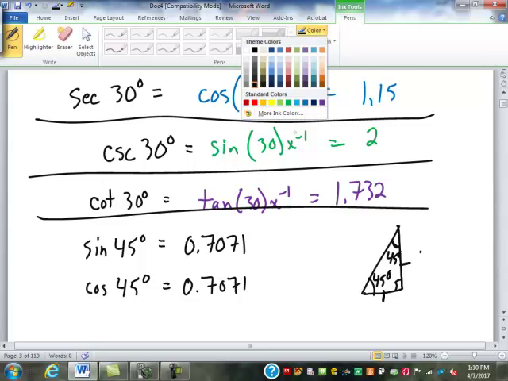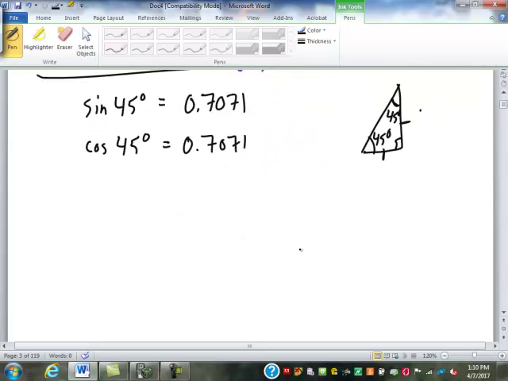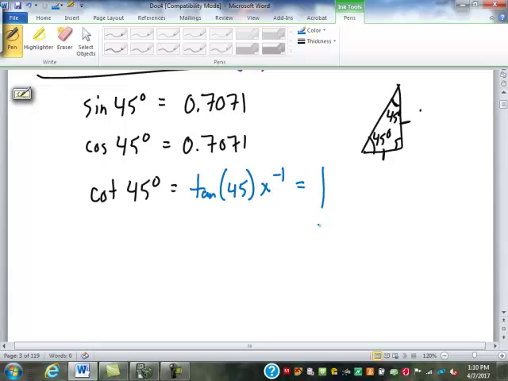How about cotangent of 45 degrees? Tell me what functions you're typing in. Tangent, 45, close parentheses, x negative 1, then enter. It's going to give you 1 either way. Both tangent and cotangent are equal to 1.